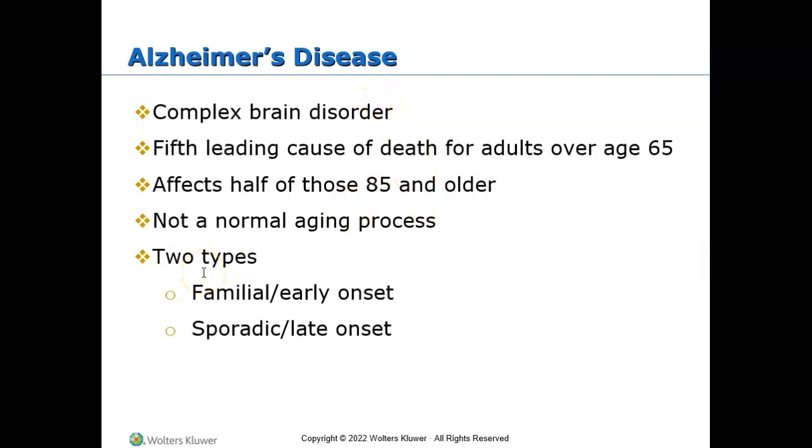Alzheimer's says it's the 5th leading cause of death in adults over 65. It affects half of those over 85 and older. And again, I'm going with dementia, not delirium. I really want to substitute that word. It is not a normal aging process. Just know that. And there's two types of Alzheimer's: familial, which is early onset, or sporadic, which is late onset.